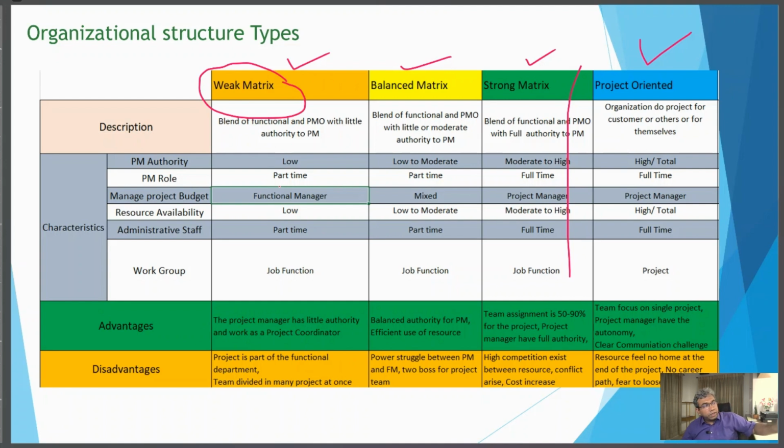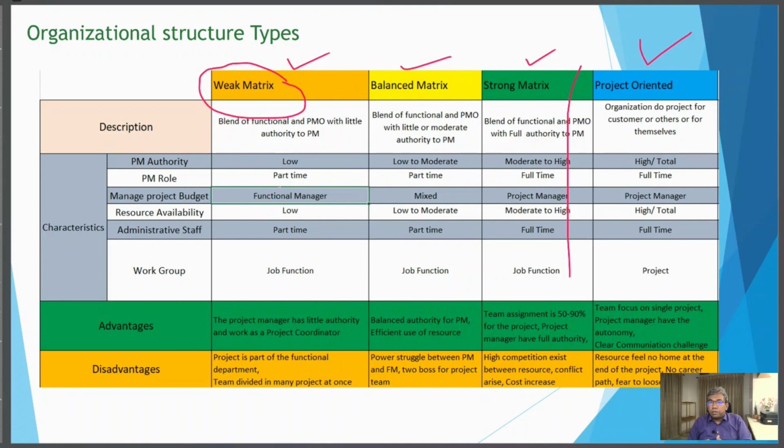That means a functional organization, where the functional manager takes all the responsibility. Then there is a project-oriented organization, where the project manager takes all the authority. In between there is the matrix organization, which has three parts. One is the weak matrix, which is near to the functional manager. Then there is the strong matrix, which is near to the project-oriented manager.